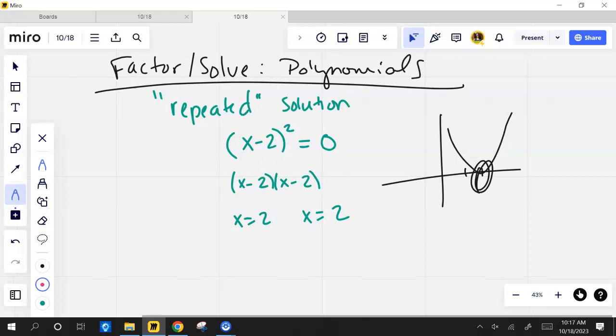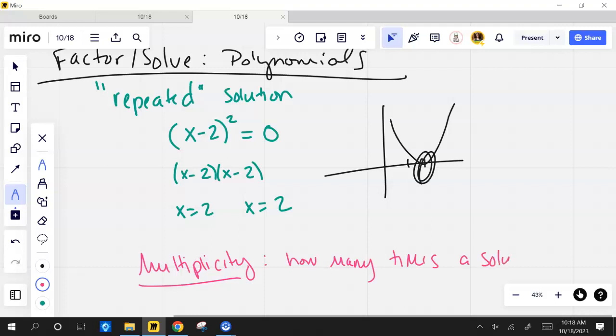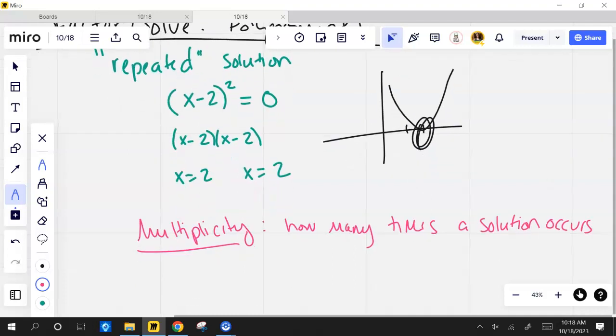The other thing that I can't remember if I mentioned in the video or not is multiplicity. Did I talk about multiplicity? Okay, so multiplicity deals with how many times a repeated solution occurs. I think I wanted to get to this before break, and I must have skipped over it. In other words, here, x equals 2 is a solution. It's a solution of multiplicity 2.